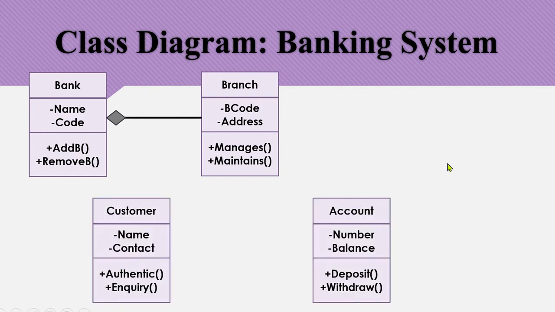Next we have two other classes: customer, with two attributes, name and contact, and two operations; and account, with account number and balance as private attributes, and deposit and withdraw as two operations. So here the customer and account are linked to each other, but they are also part of the branch.